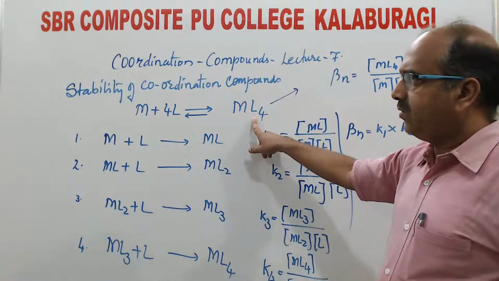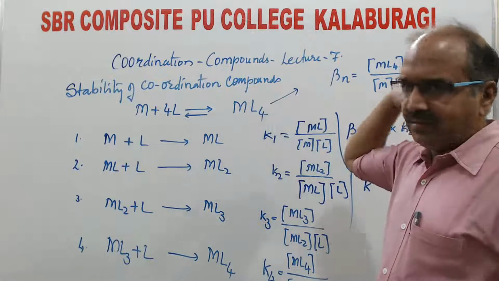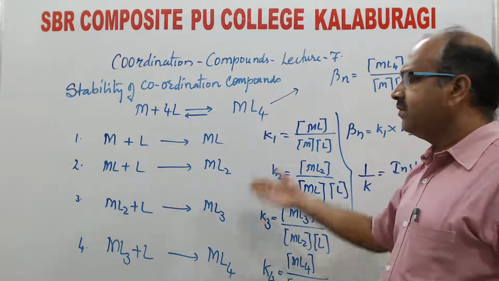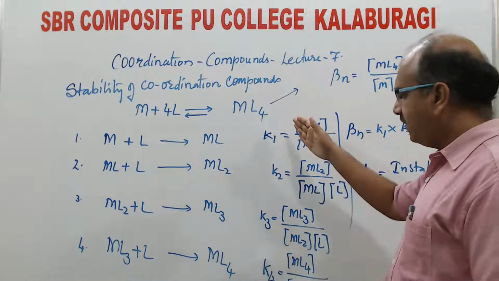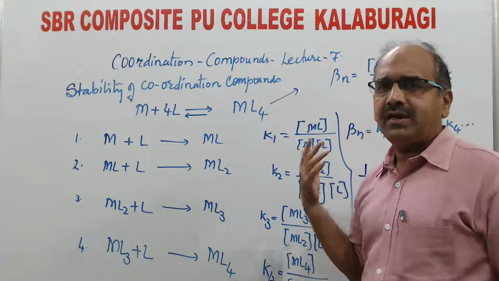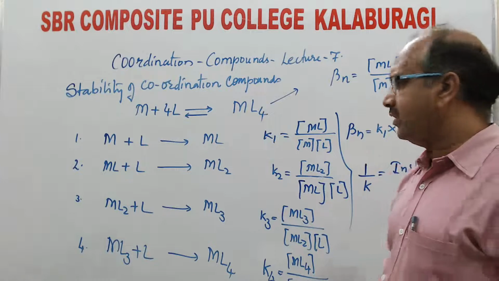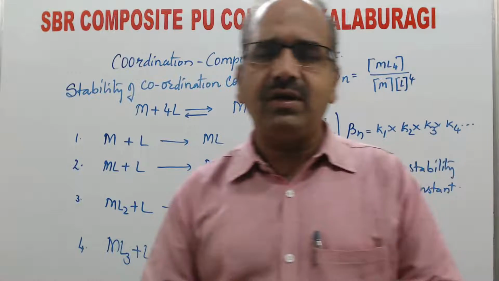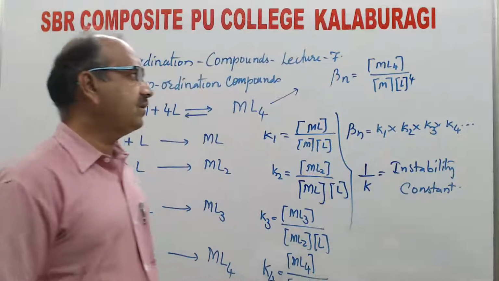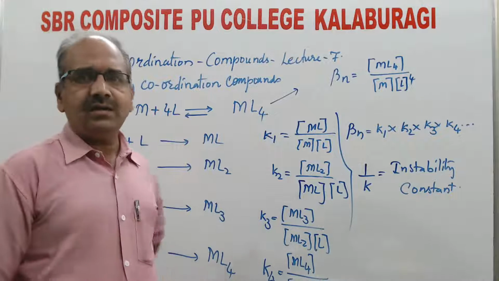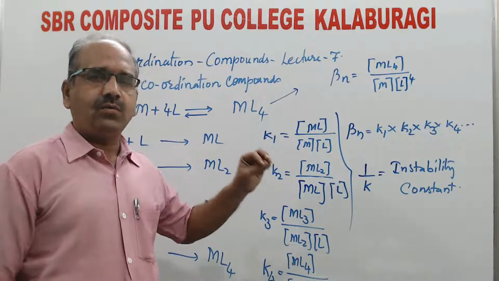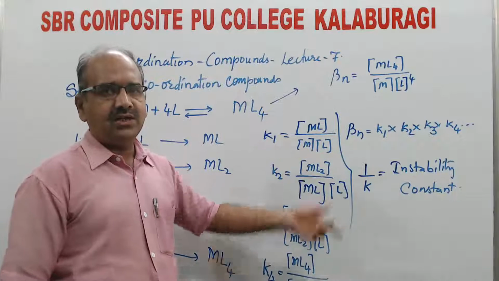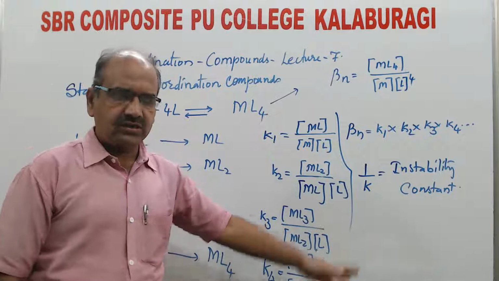Metal and ligand are bonded. 4 ligands are bonded; there may be 6 ligands also, so you may go for another 2 steps. One by one, ligands bond, and you have K1, K2, K3 up to Kn, depending on the number of ligands bonded. The product of all these stability constants gives you beta n, the total stability of that coordination compound. Taking 1 by K gives you the instability constant. Just have a look.